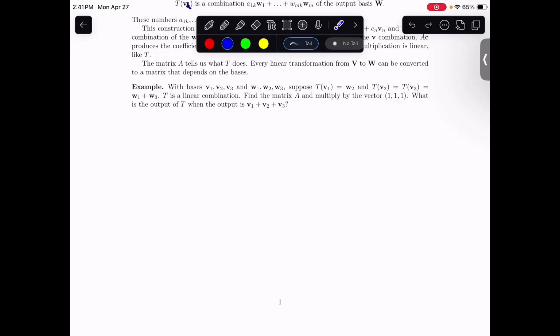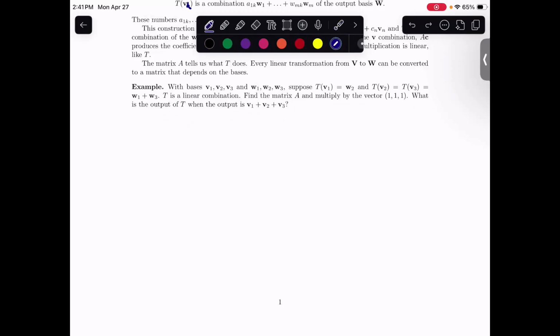And then it asks, what is the output of T when the input is going to be equal to V1 plus V2 plus V3? These questions aren't going to be unrelated to one another. You can notice that the coefficients of V1, V2, V3 are 1, 1, 1. So one should tell us about the other.